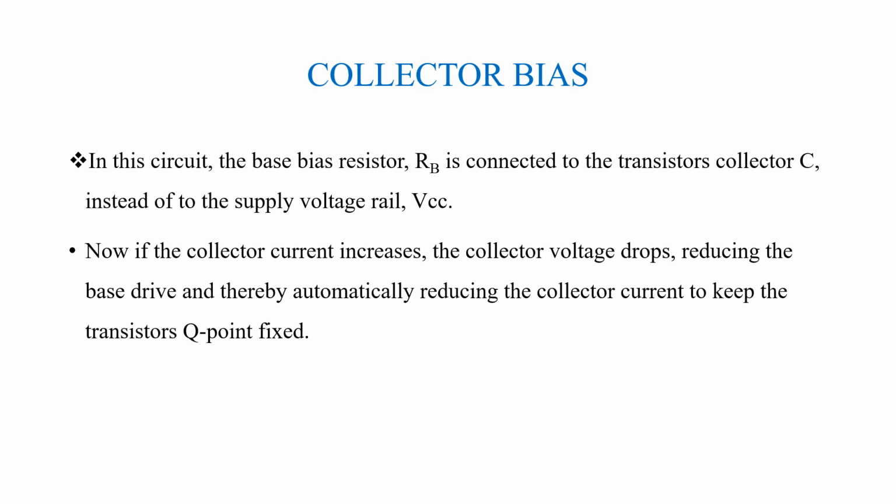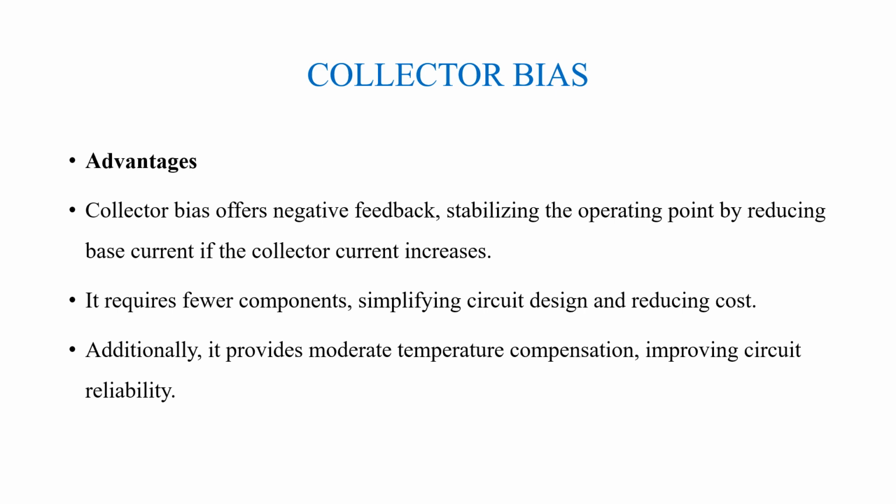In this circuit, the base bias resistor Rb is connected to the transistor's collector C instead of the supply voltage rail Vcc. Now, if the collector current increases, the collector voltage drops, reducing the base drive and reducing the collector current, and so the transistor's operating point remains fixed.